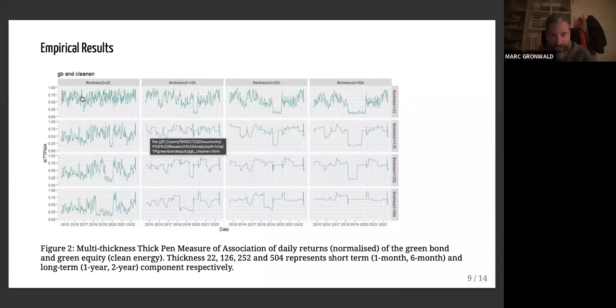So here we are looking at the relationship between green bond and green equity. And in this particular case, it's clean energy. So we use different thickness parameters, 22, 126, 252, and 504. And because we have daily data, this represents 1 month, 6 months, 1 year, and 2-year components of the data. And if we look into these plots here, if we move along the main diagonal, we are essentially moving from the thickness parameters from 22 up to 504.